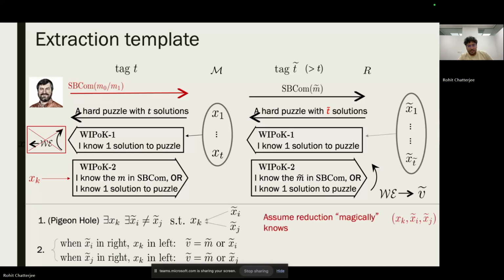But assume for the moment that the reduction magically knows these xk, xi tilde, xj tilde. This means that really v tilde now has to be m tilde. Because in this scenario, that's just on the slide, forget about the rewinding I was doing before. I'm not rewinding Vipok-2 at the moment. So by the secrecy of Vipok-2 on the right, v tilde really has to be m tilde. Does that make sense?